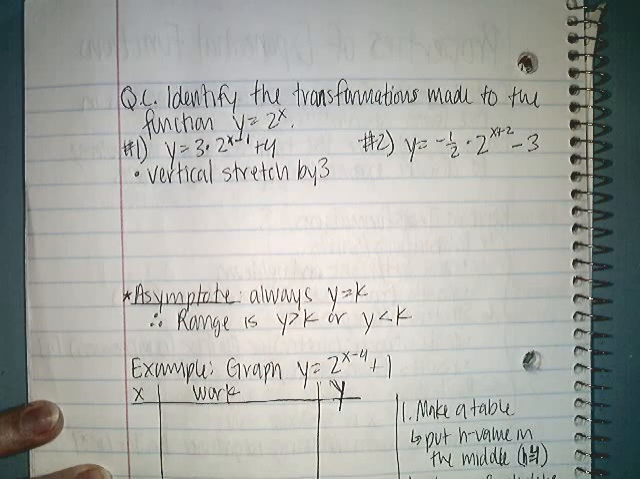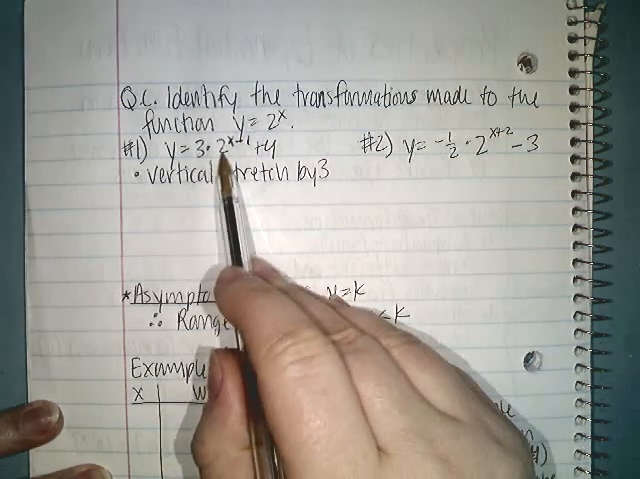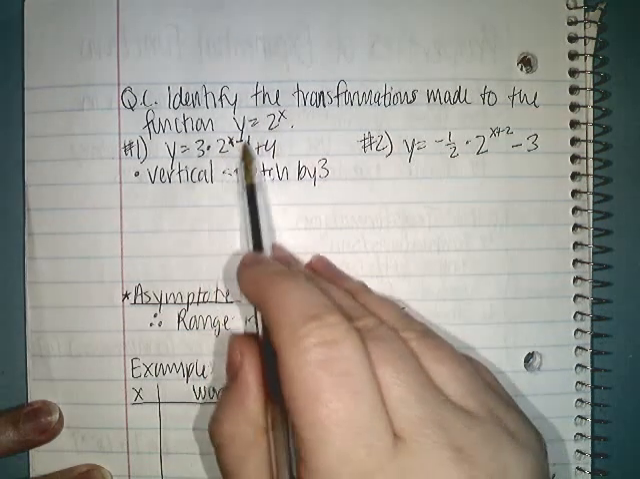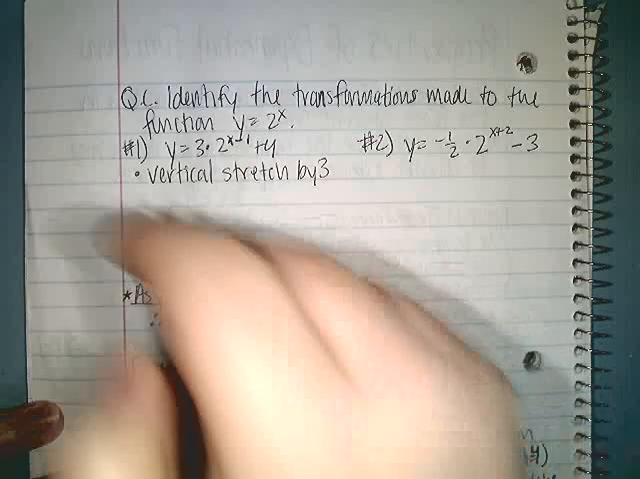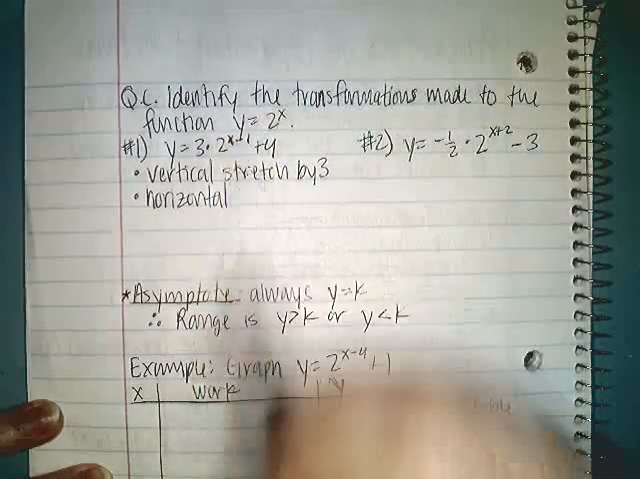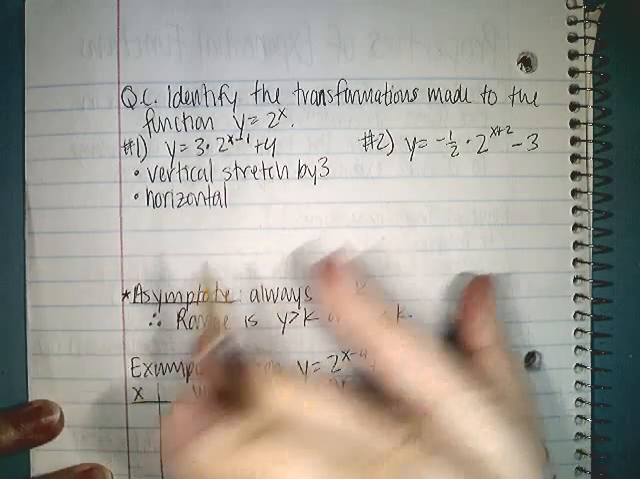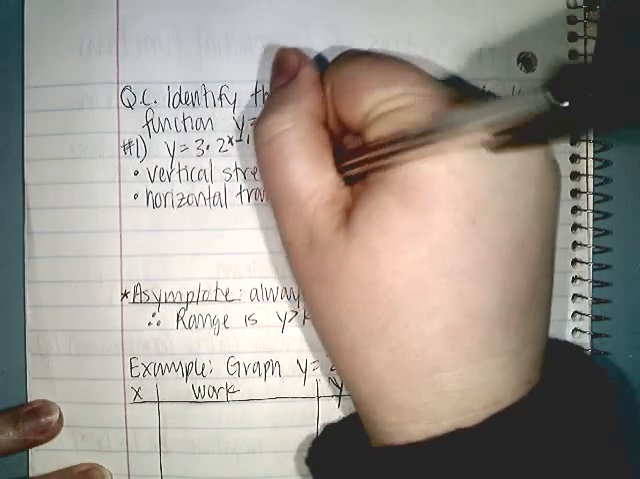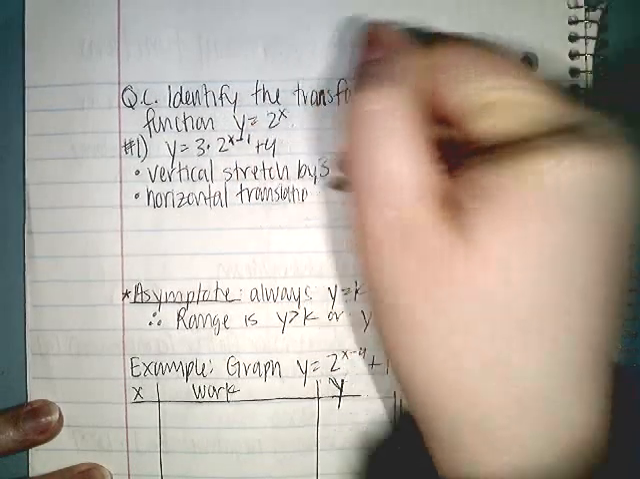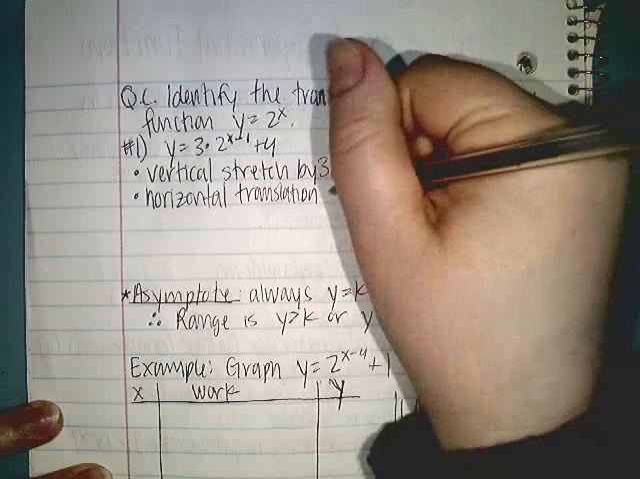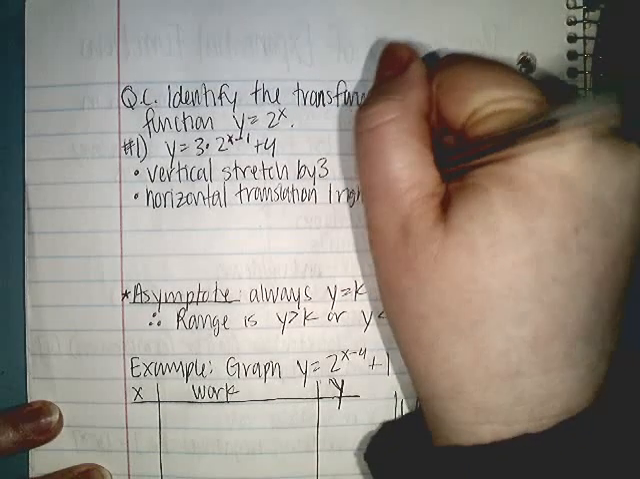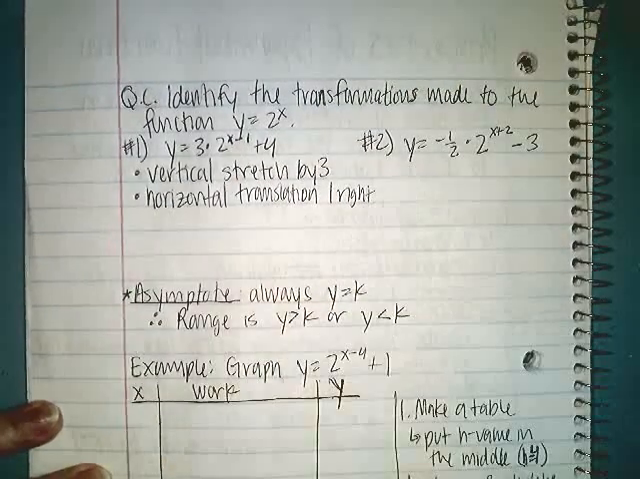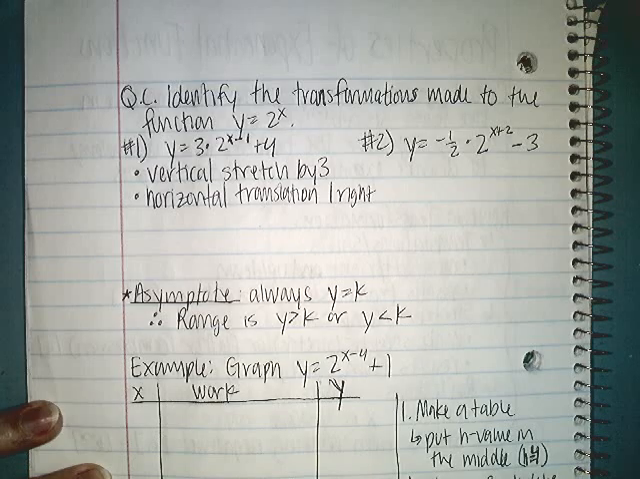Then I'm going to go 2 to the x was my parent function, so now I'm going into the exponent. Since I'm in with the exponent, I know that's going to be horizontal. So anytime it's in with the x, in with the x means horizontal, outside is with the y, so it's going to be a horizontal translation. And it's going to be 1 right. Because it's minus, I actually go the opposite direction, so it's 1 to the right.